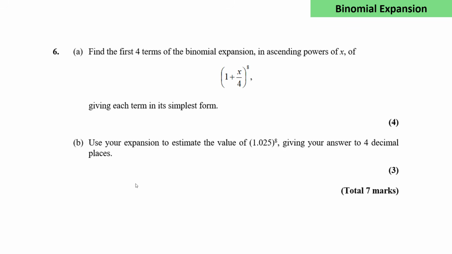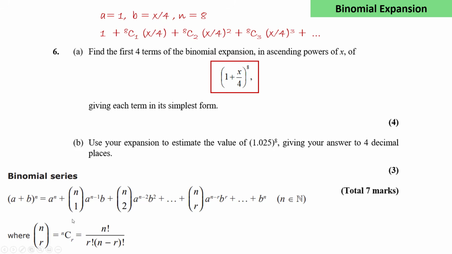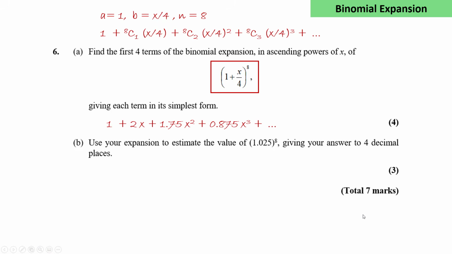Here's another common form of question related to the binomial expansion. We're asked to find the first four terms of the binomial expansion of 1 plus x over 4 to the power of 8. Again, we refer to the formula booklet for the recipe. We identify a is 1, b is x over 4, and n is 8. We substitute these into the recipe that's given, and we calculate each of the coefficients. So in this case, we get 1 plus 2x plus 1.75x squared plus 0.875x cubed.